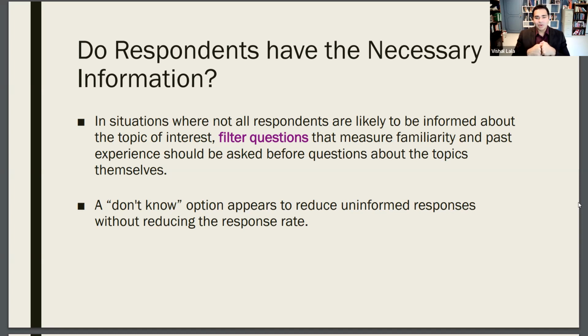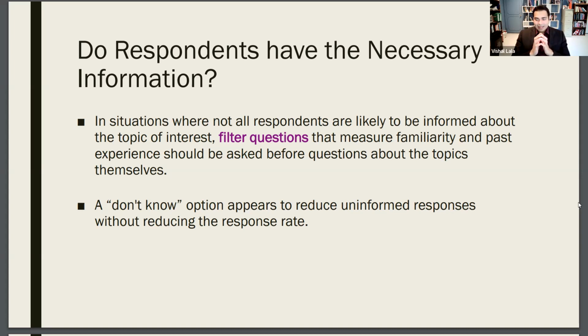Furthermore, having a don't know option appears to reduce uninformed responses without reducing the response rate. Now, there are two aspects of this don't know option. One of them is if you have a don't know option, people might look at it in the survey and feel like, okay, it's normal to not know the response to this question, and therefore, if they don't genuinely know the answer to a question like how much they spend on groceries, they may select the don't know option, okay? Because they might just look at the survey and feel like, well, that's reasonable to not know.